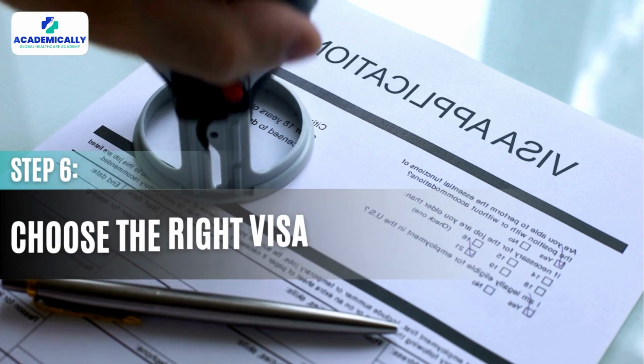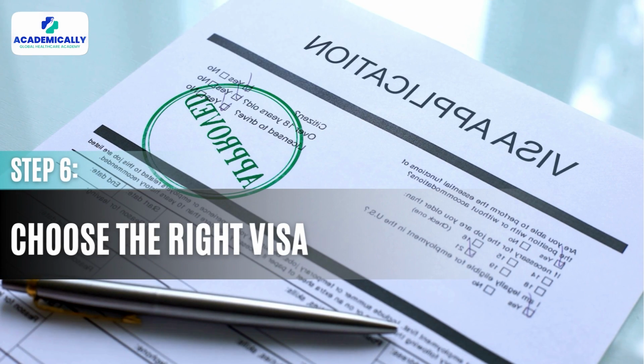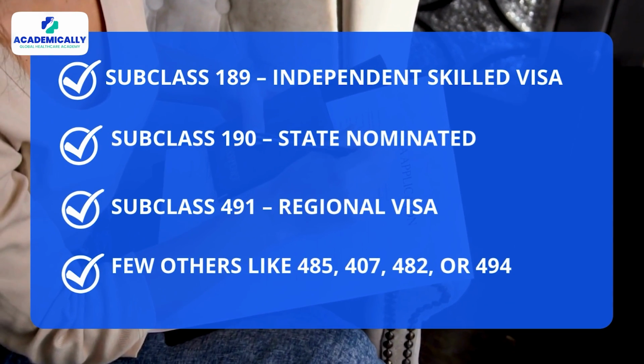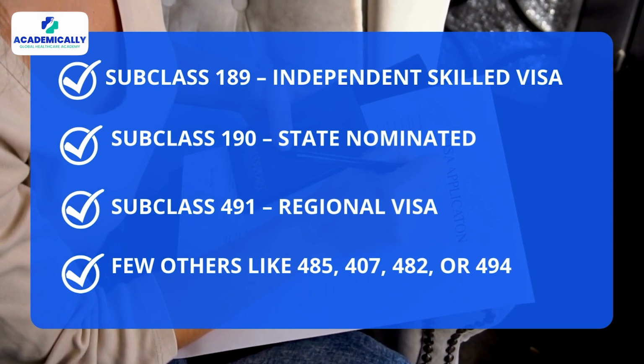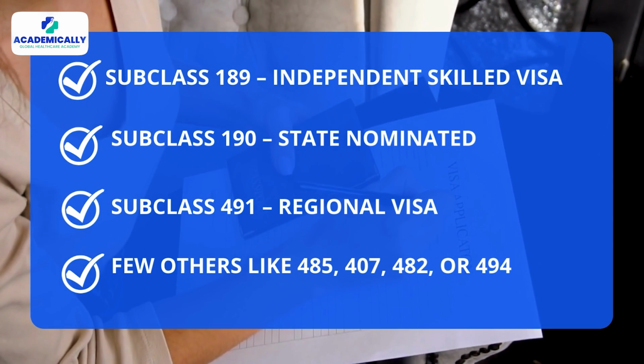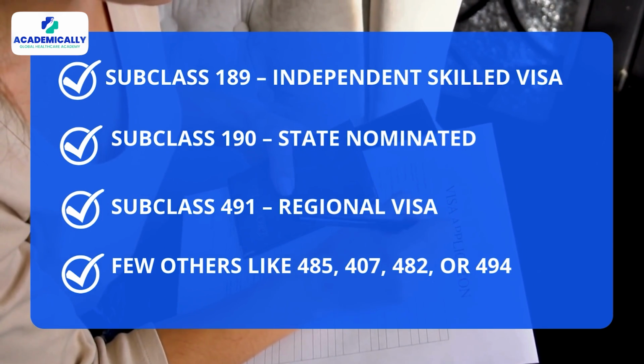Now, step number 6 is to choose the right visa, like we promised to tell you. Here are some skilled visa options that you can explore: subclass 189, independent skilled visa; subclass 190, state nominated; subclass 491, regional visa, and a few others like 485, 407, 482 or 494. Some of these even open the doors to permanent residency.